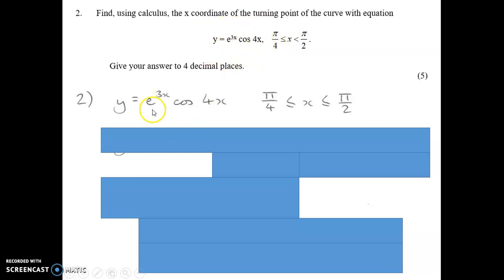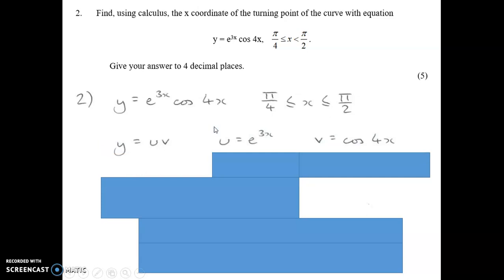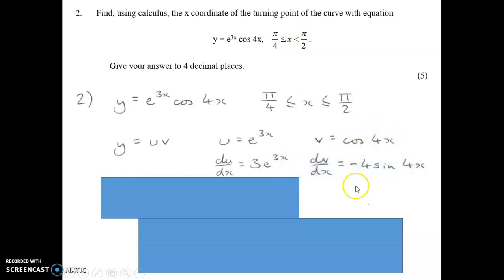And if we look carefully at the function, we'll see it's the product of e to the 3x and cosine 4x. So we've got to use the product rule. So the first thing I'm going to do is split the function into a function u being e to the 3x, and v being cosine 4x. I differentiate each of those functions, so this differentiates to 3e to the 3x. You could use the chain rule for that, or you might well just have learnt that one. And similarly for this one, cosine 4x differentiates to negative 4 sine 4x.